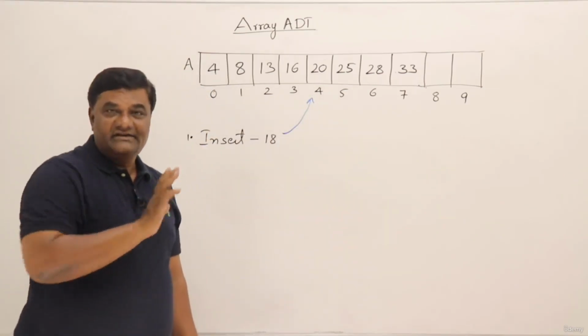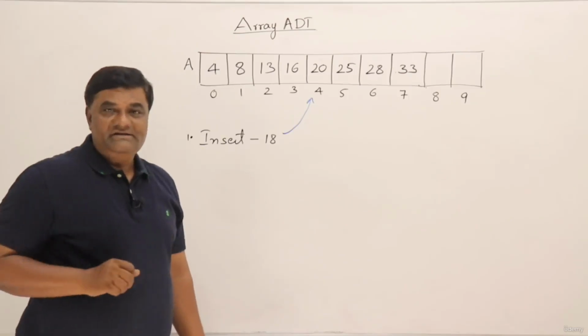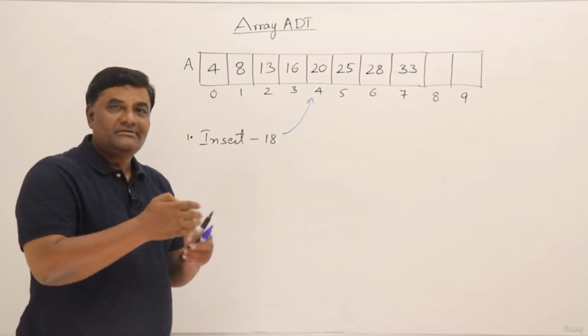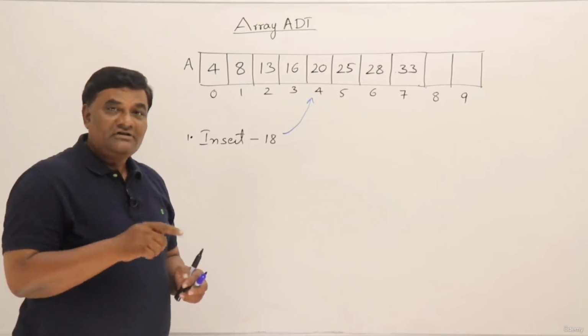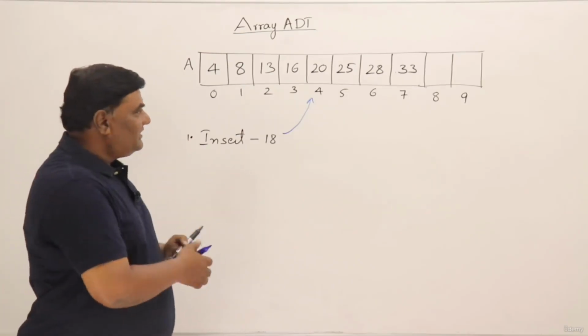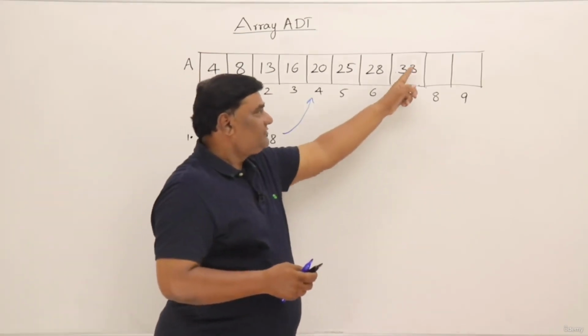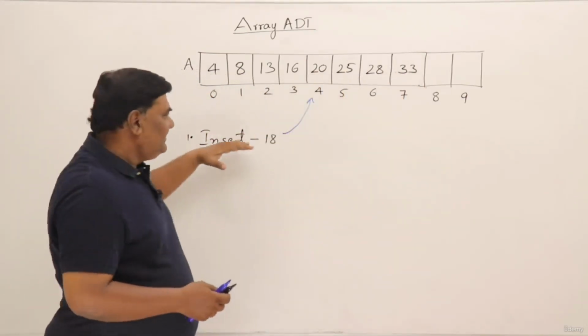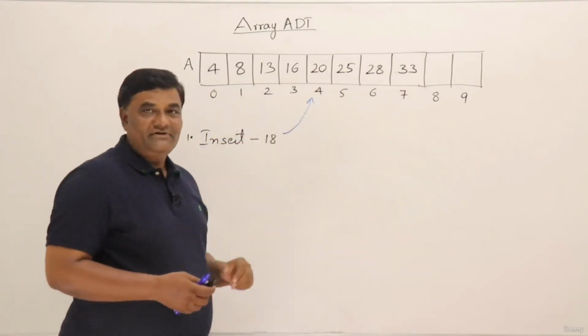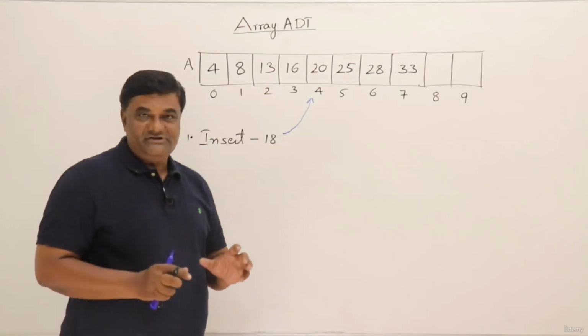So I have to insert 18 there, but already some number is present there. So I have to shift the elements and make free space for 18, then only I can insert it. For shifting, I should start from the last element. I should shift 33, then 28, and 25, then 20, then I'll get a free space, then I can insert this one. Now let us look at the exact procedure.